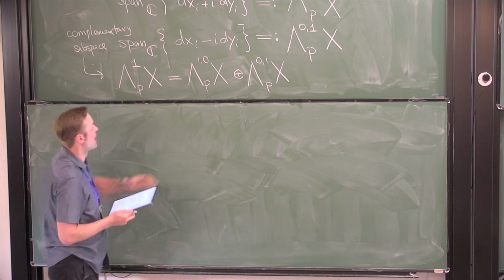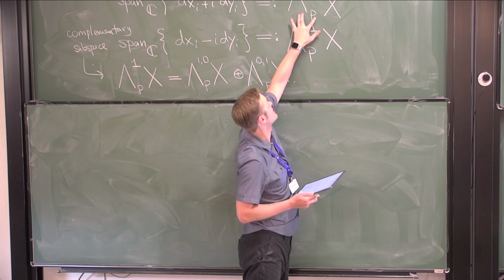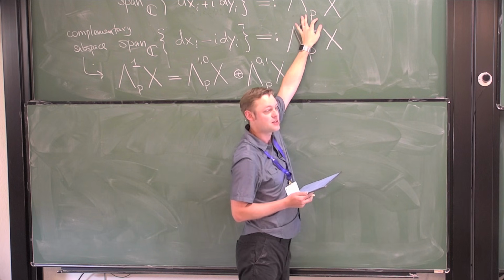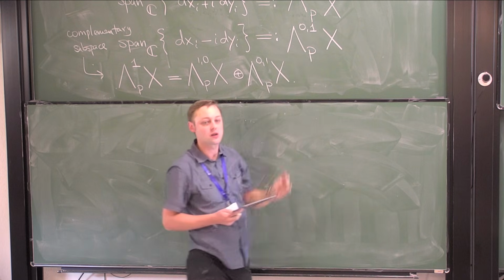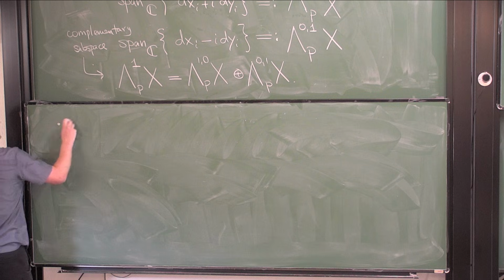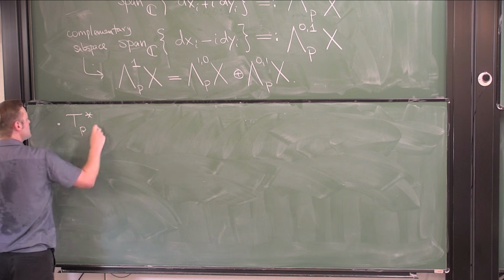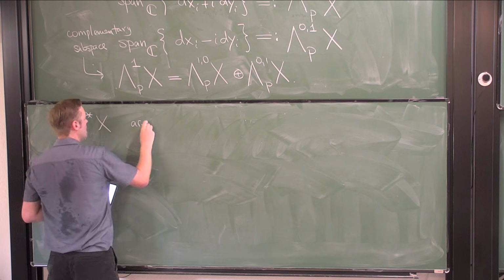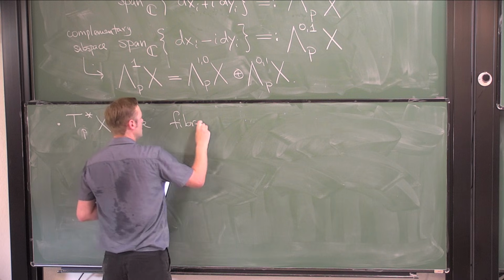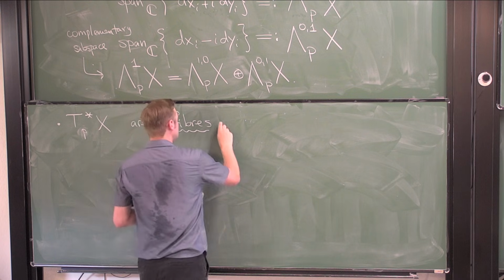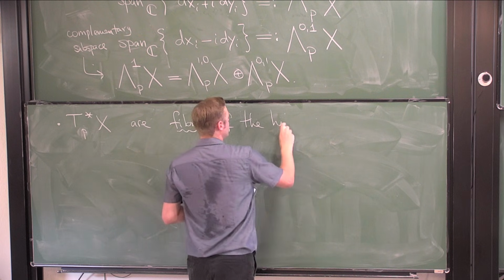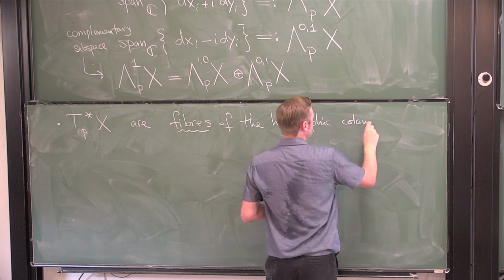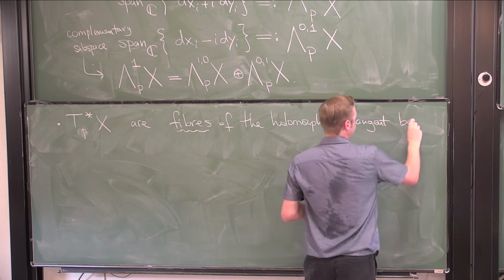But for today, my main interest is this subspace Λ^{1,0}_p X, which is the complex cotangent space, or a fiber of the holomorphic cotangent bundle. T_p^* X, these things are what we call fibers of the holomorphic cotangent bundle.